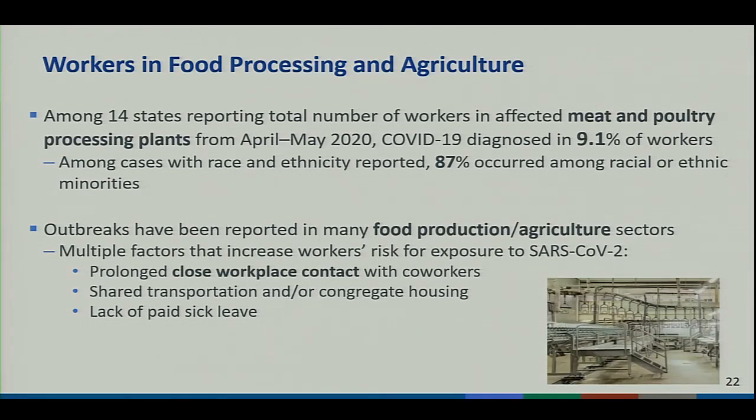Next, highlighting the data among workers in food processing and agriculture. Among 14 states from April to May, COVID was diagnosed in 9% of workers at meat and poultry processing plants. And among cases with race and ethnicity reported, nearly 90% occurred among racial or ethnic minorities. Outbreaks have been reported in many food production and agricultural sectors, and there are multiple factors that increase a worker's risk, with a few highlighted here, including prolonged close workplace contact with coworkers, shared transportation or congregate housing, and lack of paid sick leave. Next slide.